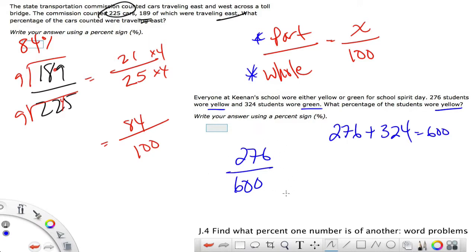And we can do some division. I see that this is even and divisible by 3, as is this one, so I know that these are both divisible by 6.